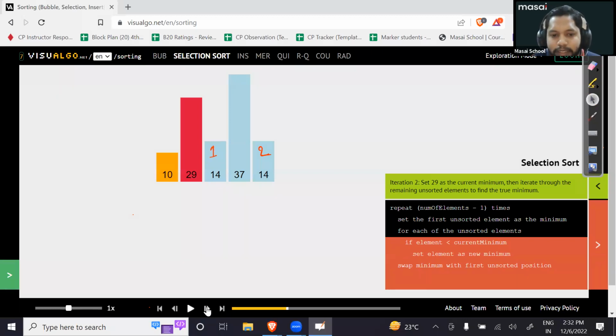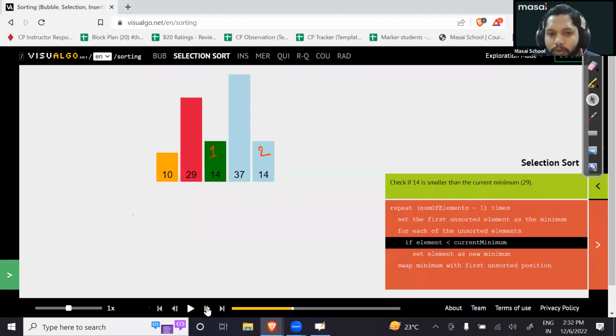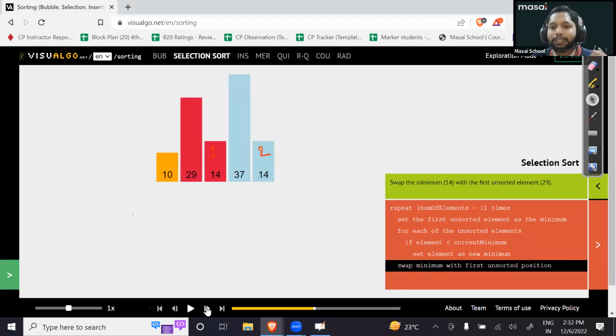Is 29 minimum? No, we can proceed. Is 14 minimum? Yes, it can be, simply proceed. Is 37 less than 14? No. Is 14 less than 14? No. 14 is already lowest. So I found 14 is minimum. Now what will I do? I will simply swap it with 29, my second element.